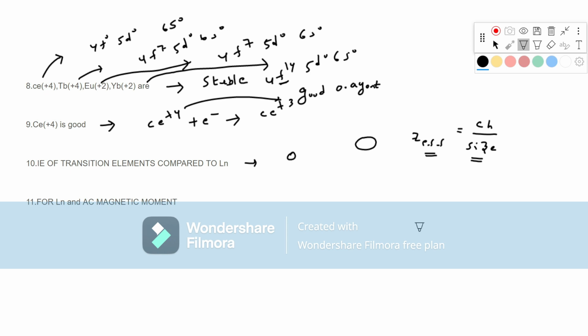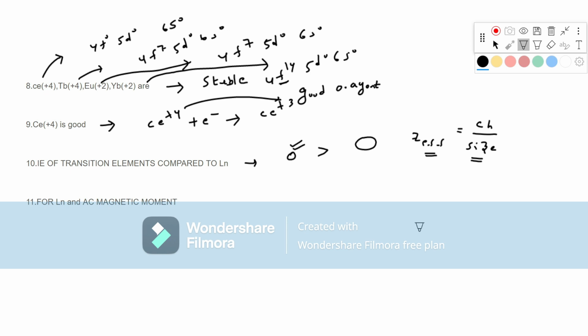So if you take the transition elements, size is low, that means effective nuclear charge is very, very high. Whenever effective nuclear charge is very high, it is very difficult to leave the electron. If you want to remove the electron from this element, you have to give very high energy. That's the reason for ionization energy, which means the energy required to remove an electron from the outermost shell. So ionization energy of transition elements is greater than ionization energy of lanthanides.